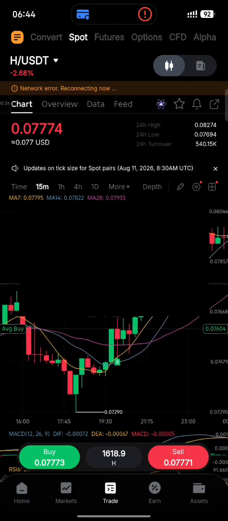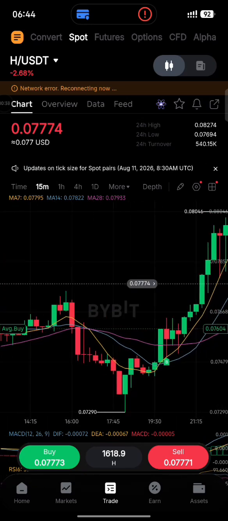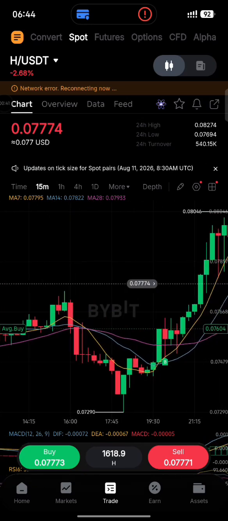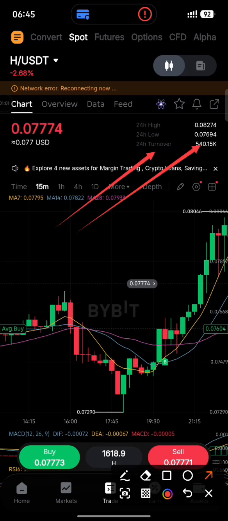So this is what you do. The first thing you must do is to make sure you choose the right coin. Look at the coin that is highly flexible, the coins that always go up and down. After making your choice, you must check out the 24 hours turnover, which is the trading volume. If you don't know where it is, this is what we call the trading volume or the 24 hours turnover.